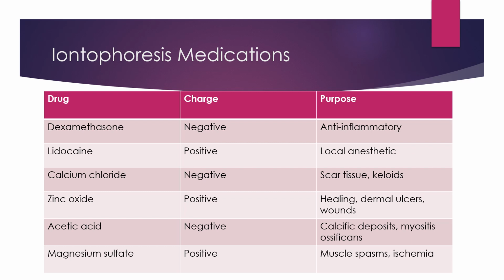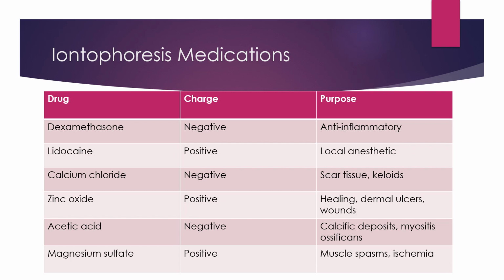Then we go to lidocaine, which is a positive charge. So this is a local anesthetic and commonly used to provide pain relief, either by numbing the targeted area or reducing pain, and commonly used in musculoskeletal conditions. So remember again, the electrode placement, the positive electrode is used to push lidocaine into the skin.